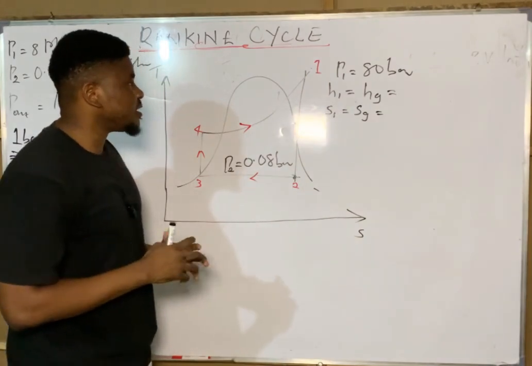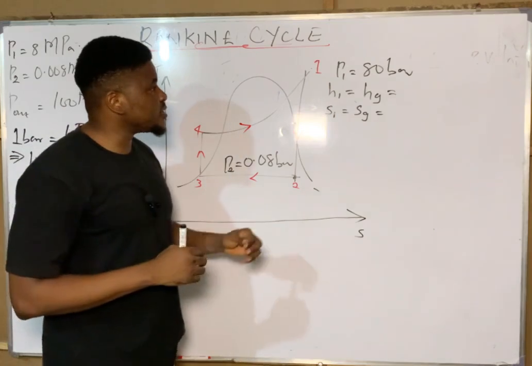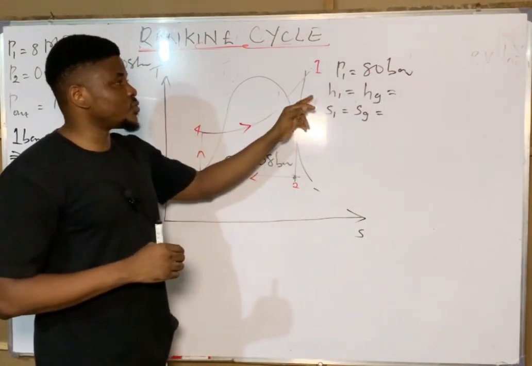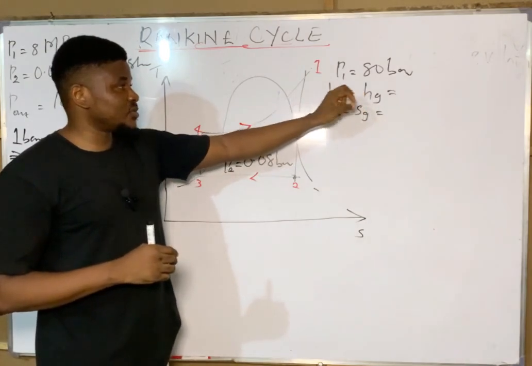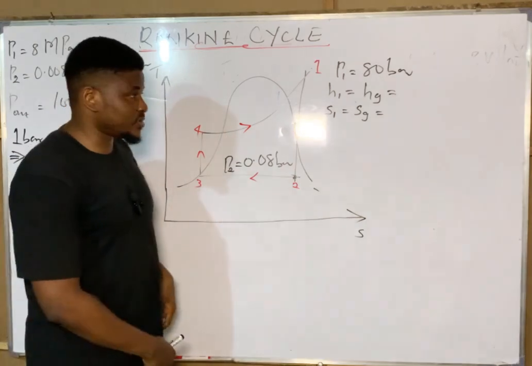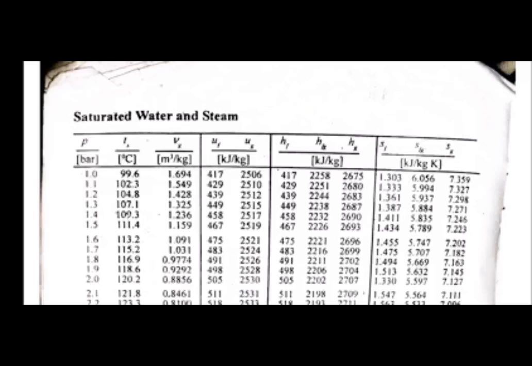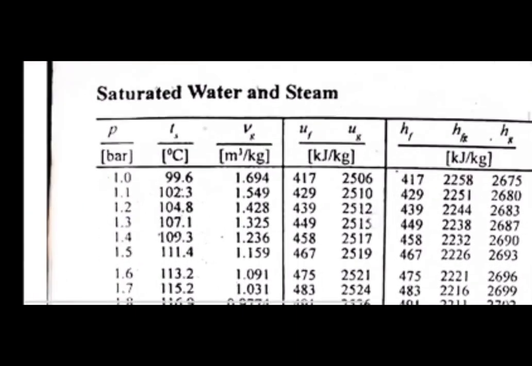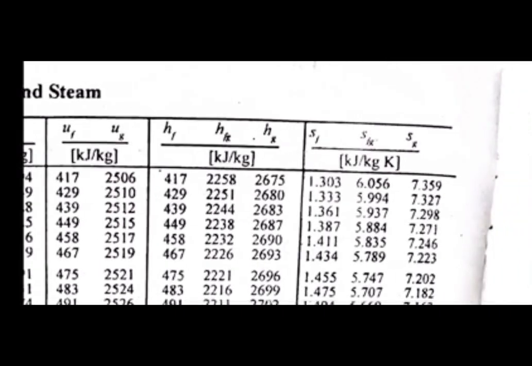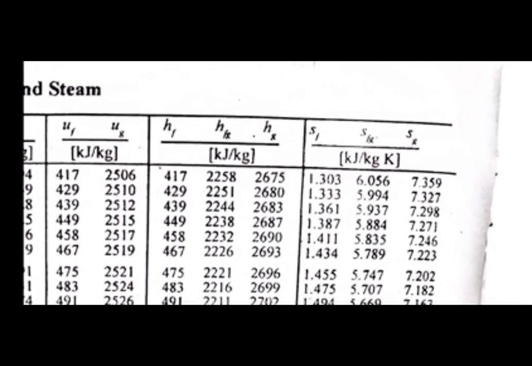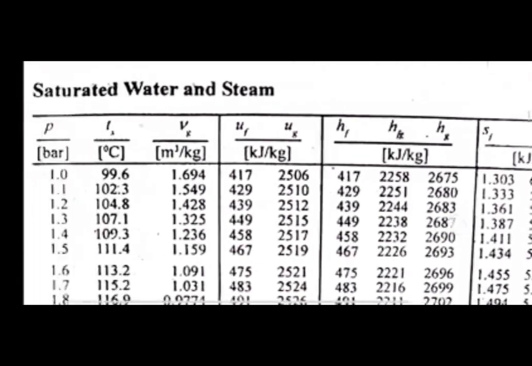So now we move to the saturated water and steam table corresponding to pressure 80 bar. What is the value of H1? H1 is Hg at that particular pressure and S1 is Sg at that particular pressure. So let's see what that value gives to us. Let's go to our steam table now. This is the pressure line, and if you move down here, you're going to see the enthalpy. What we are looking for is Hg and Sg. Hg is H1, the enthalpy at 80 bar, and Sg is S1, the entropy at 80 bar.